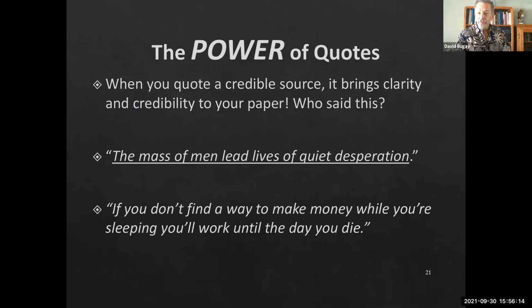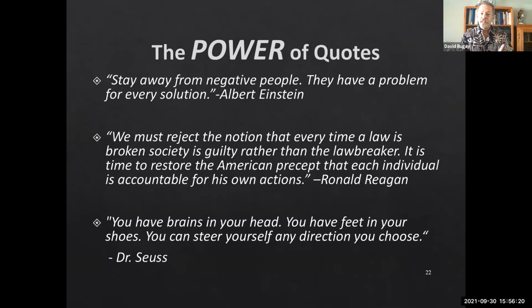Warren Buffett, probably one of the smartest people in the world on how to make money. The man's a genius at it and also a multi-billionaire. "Stay away from negative people. They have a problem for every solution." Albert Einstein. That's pretty smart, if I don't say so myself. "We must reject the notion that every time a law is broken, society is guilty rather than the lawbreaker. It's time to restore the American precept that each individual is accountable for his own actions." Ronald Reagan. One of the best ones out here.